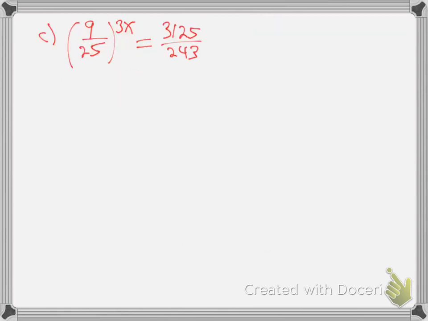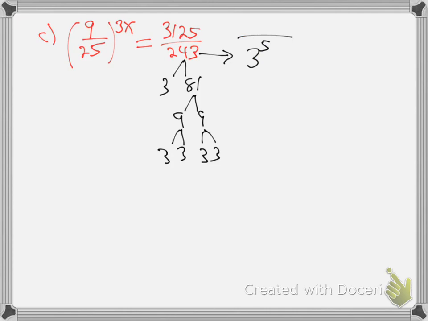Okay, part C here. This one's super tricky as well. These are really tricky problems. Take your calculator. Look at 243. If you break down 243, you know 3 goes in. That'd be 81, and then that's 9 times 9, 3 times 3, 3 times 3. So 243 is 3 to the 5th power.